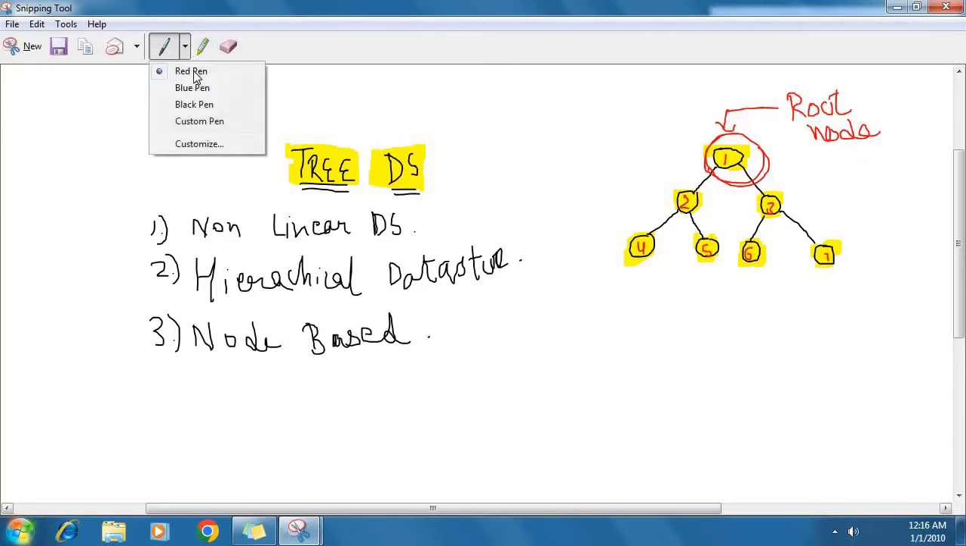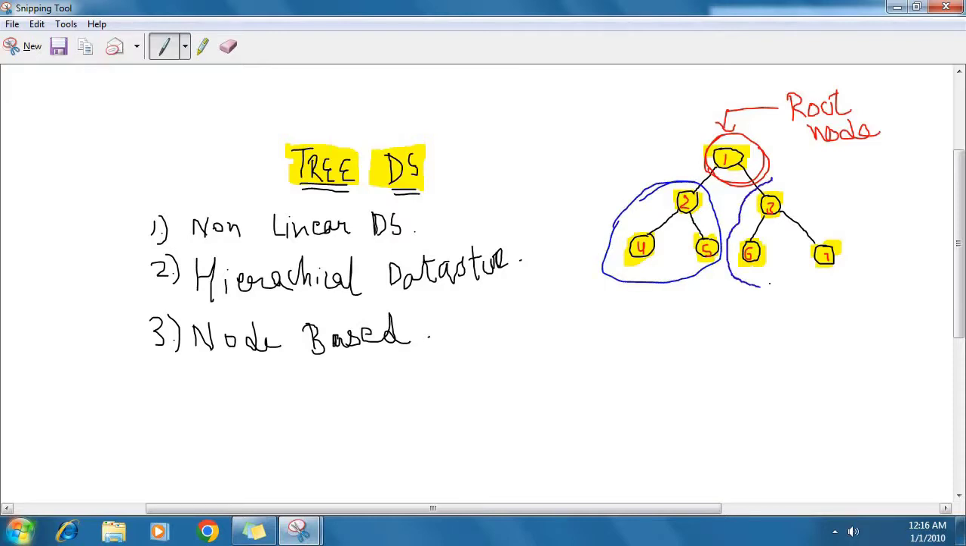And all other nodes are the children of this root node. Clear. So this is the concept of a root node. I hope you understand what a root node is. A root node is basically the topmost node in a tree, which is on the topmost level. Clear. So let's move to the next part.